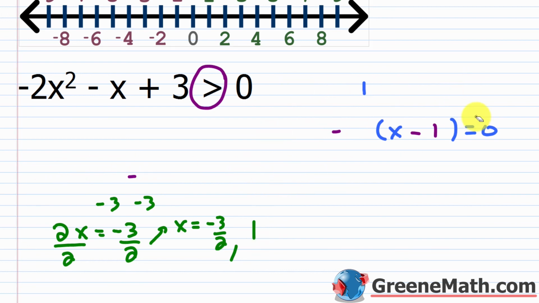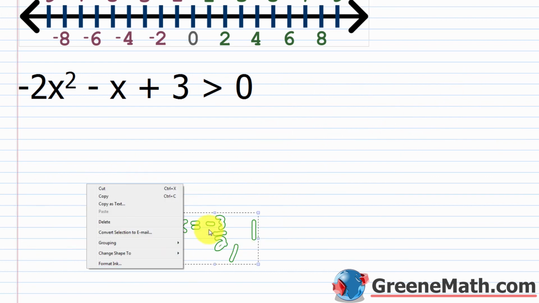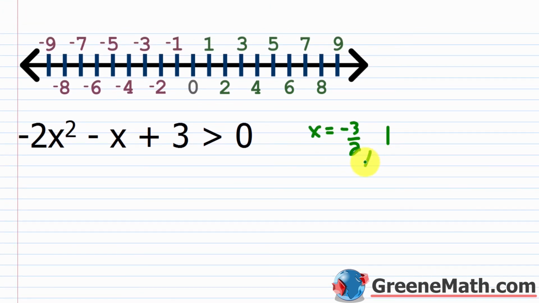So I'm going to erase all this. I don't need any of this information anymore. I'm just going to drag this up here. These are our critical values, or again, the boundaries of the endpoints. It's basically going to be the values that make this left side 0. Okay? So negative 3 halves, we can just say that's halfway between negative 1 and negative 2. In decimal form, it's negative 1.5. So let's just say that's right there. So this is negative 3 halves. And then we have positive 1. So I'm just going to put a vertical line at each just to separate the number line into intervals.